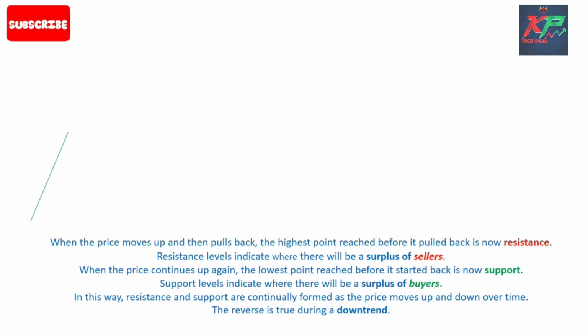When the price moves up and then pulls back, the highest point reached before it pulled back is now resistance. Resistance levels indicate where there will be a surplus of sellers.